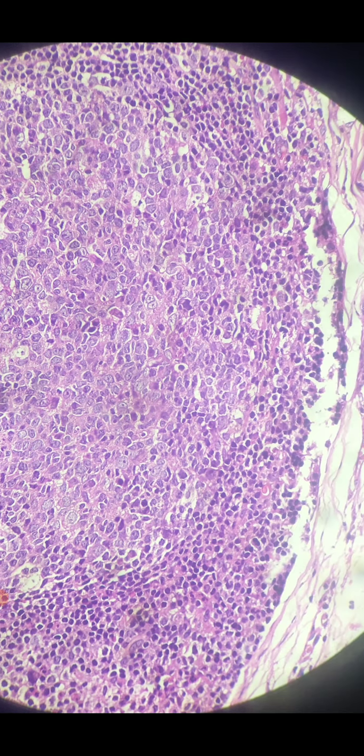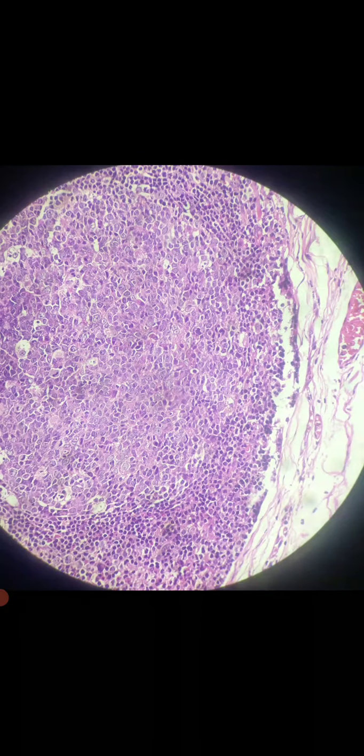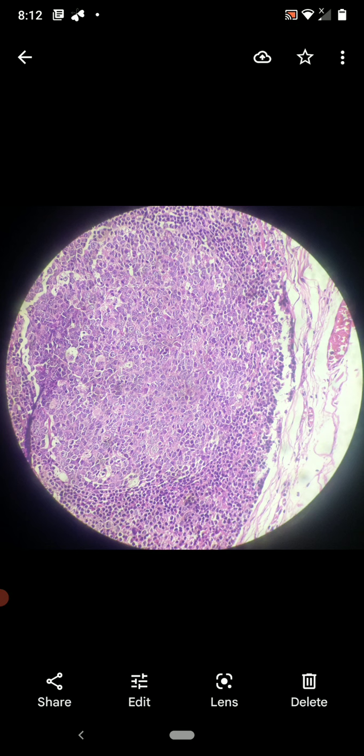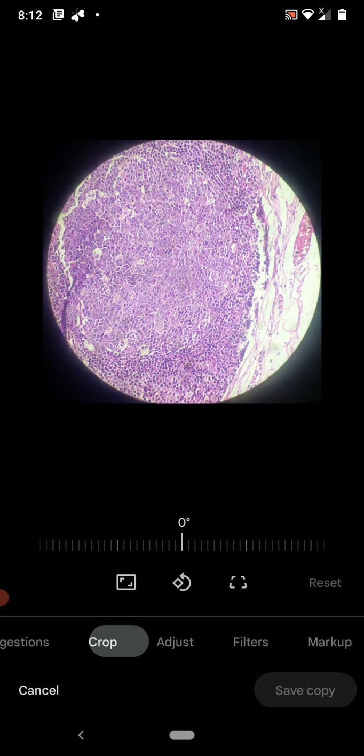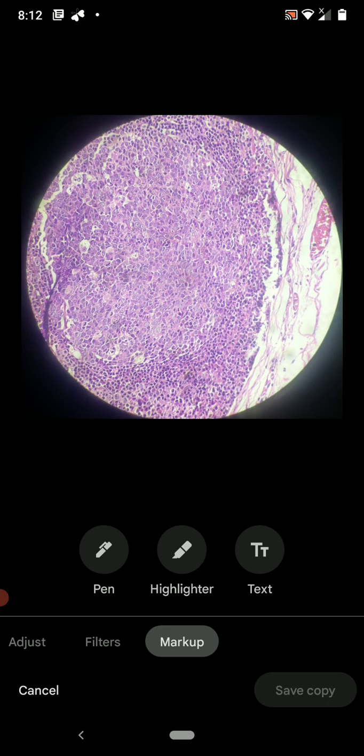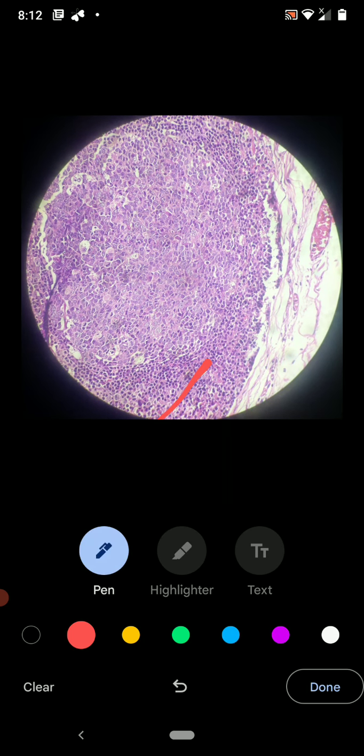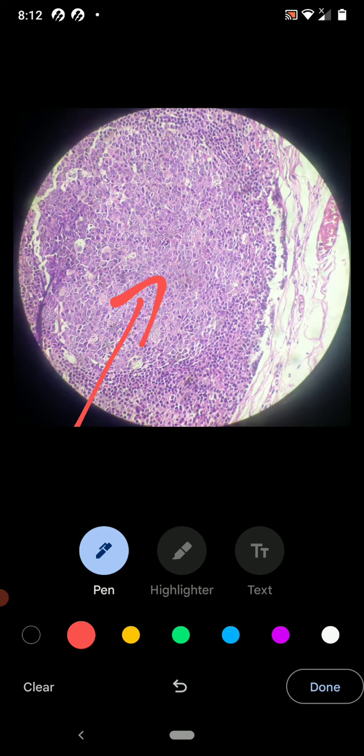Here we can see outer darker rim of naive mature B lymphocyte. These naive mature B lymphocytes are terminally differentiated B lymphocytes, so they have got a condensed chromatin, so they appear dark blue. Cytoplasm is very scant, so not appreciable. What we appreciate is the dark round blue nucleus. Now let us focus at the area of germinal center.